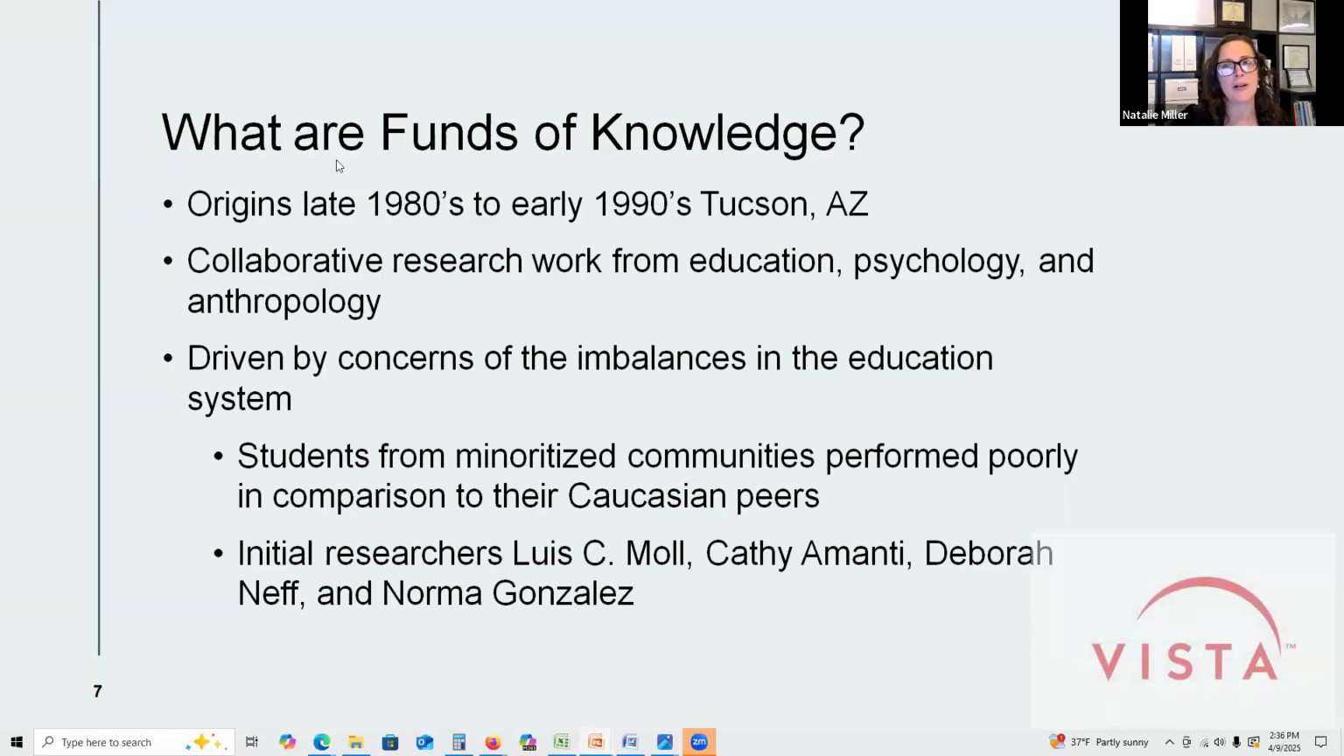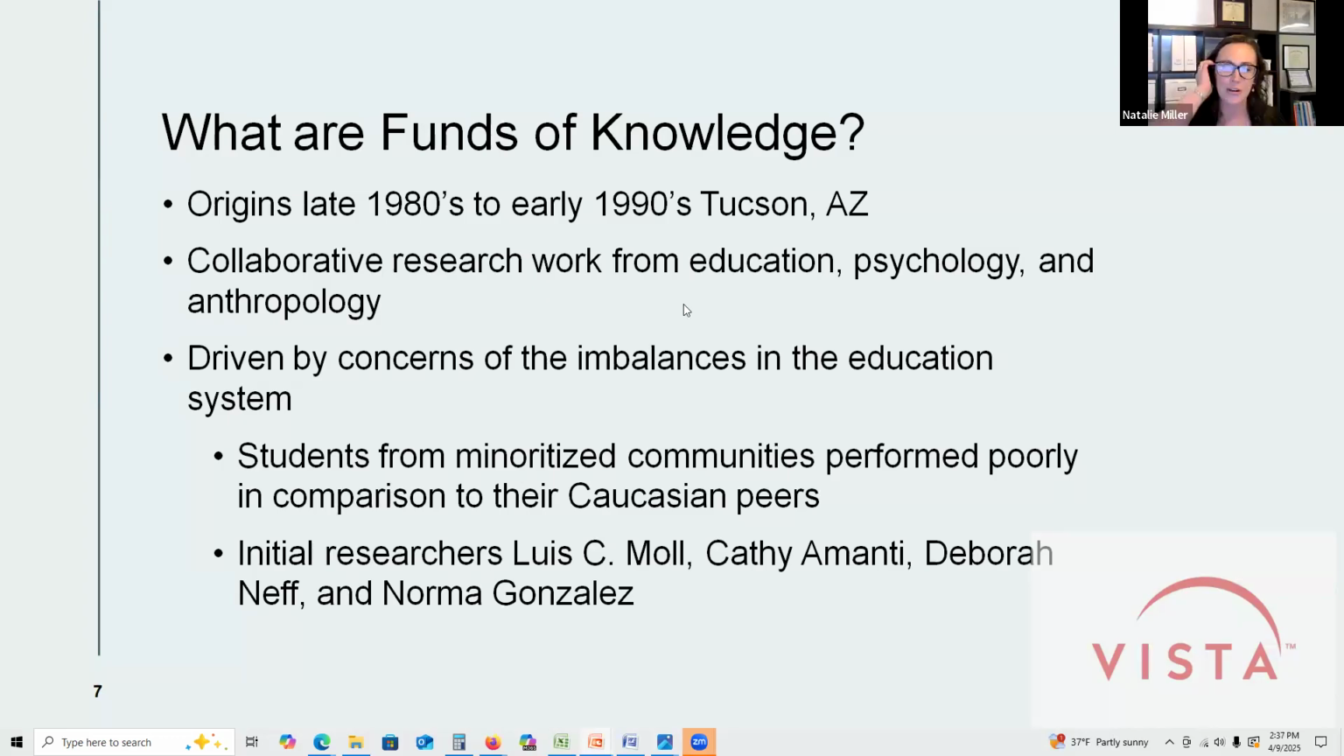So what are funds of knowledge? Again, drop in the chat if you guys are familiar with this or if this is totally new for you. A body of research that originated in the late 1980s to early 1990s out of Tucson, Arizona. So this was a collaborative research work from professionals in the field of education, psychology, and anthropology, driven by concerns of imbalances in the educational system. They noticed that students from minoritized communities performed poorly in comparison to their Caucasian peers. The initial researchers of this, you're going to see these names a few times. Norma Gonzalez and some two.